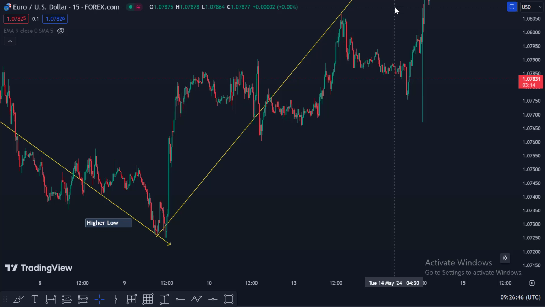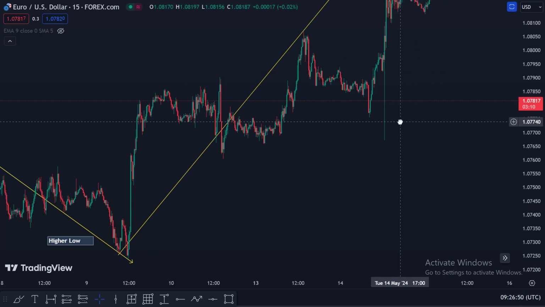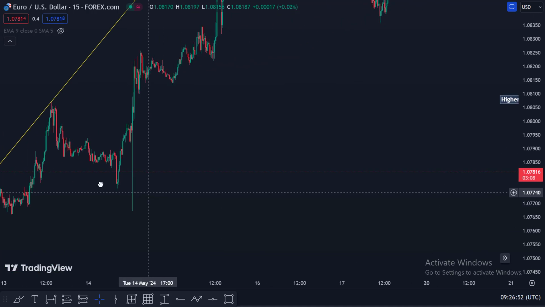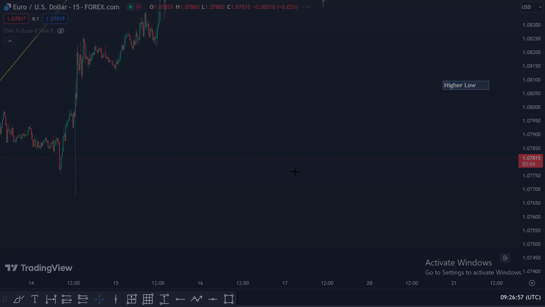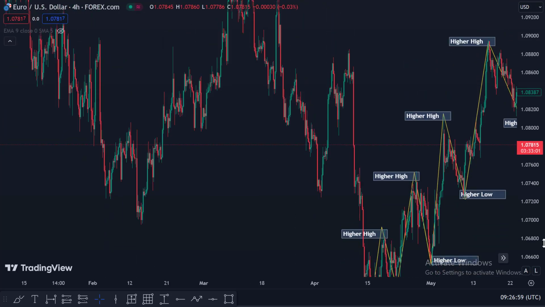I rarely look at monthly or weekly. It depends. I just want to look at it, but I really don't make decisions on weekly and monthly, because a lot of things can change quickly on the lower time frame.